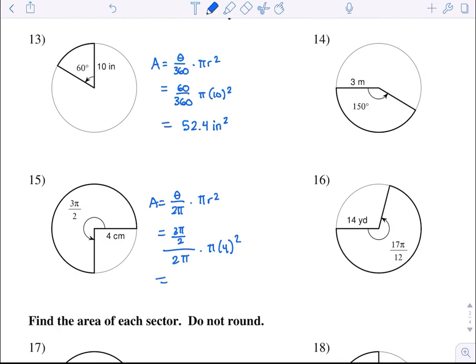So what does this look like in terms of multiplication? Well, 3 pi over 2, you guys, is really 3 pi over 2 times 2 pi times pi over 4 squared. So let's multiply this. So 3 times pi times 4 to the second is 16, all divided by 4 and divided by pi. And you guys are going to get 37.7 centimeters squared.